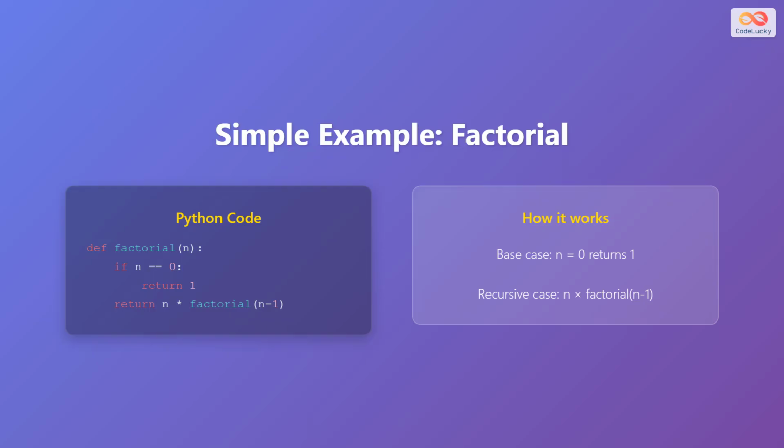The base case, n equals 0, returns 1. The recursive case is n multiplied by factorial of n minus 1. The function breaks down the problem into smaller, self-similar subproblems until it hits the base case.